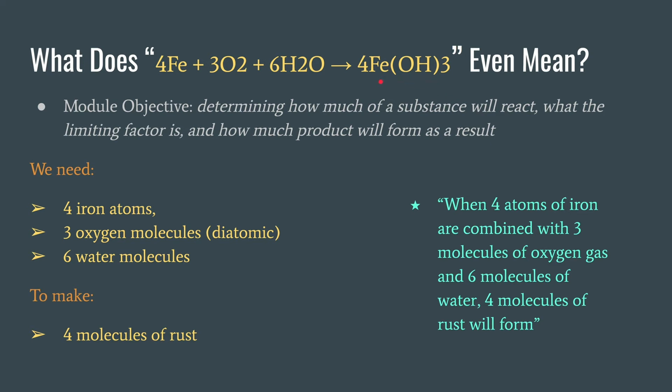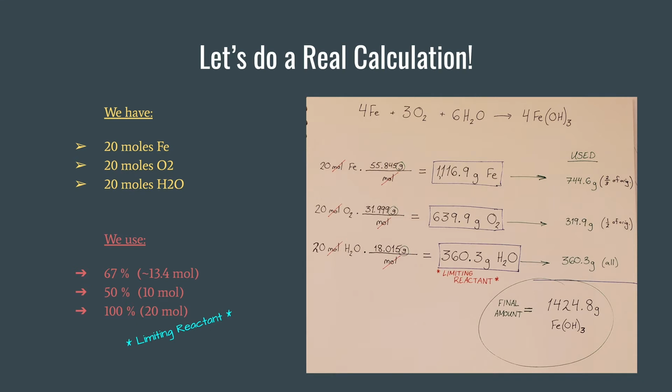And our module objective that will be covered in the coming slides is determining how much of a substance will react, what the limiting factor is, and how much product will form as a result. So here I've written out a little example we can do. Let's say we have 20 moles of iron, 20 moles of oxygen gas, and 20 moles of water.